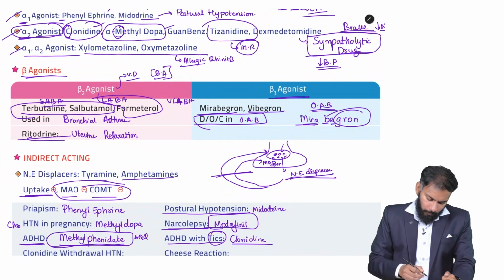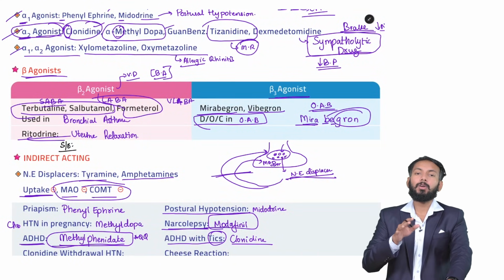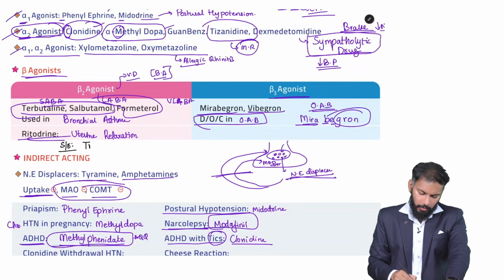Now, the most important and commonly asked question is: what are the side effects of beta 2 agonists? Whenever beta 2 receptors are activated, I already told you, in the skeletal muscles it will cause tremors. In the cardiac muscles, it will cause palpitations. In the liver, it will increase glucose, hyperglycemia. If it is increasing insulin, it will decrease potassium.